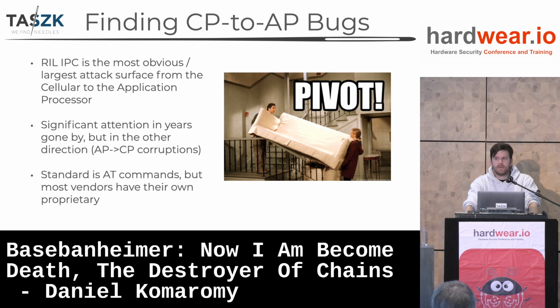And so when I say user space, what you're typically going to mean is what is pretty much the most obvious and also at the same time the largest attack surface if you're thinking about going from the cellular processor, baseband, modem, whatever you want to call it, to the application processor, which is the implementation of the radio interface's IPC mechanisms. So actually this is an interface that many years ago there was a time period when it was receiving constant significant attention, but in the other direction. So in the direction of, can you find corruptions and vulnerabilities on these interfaces in these phones, but from the application processor to the cellular processor.